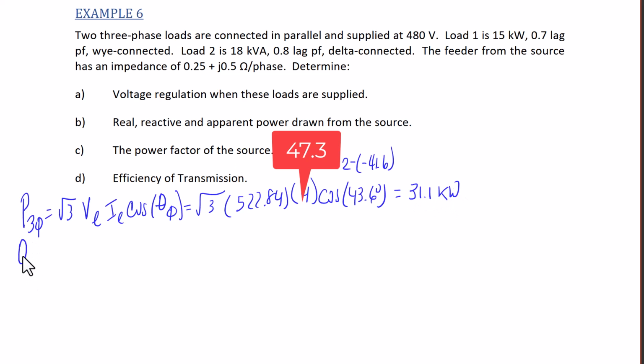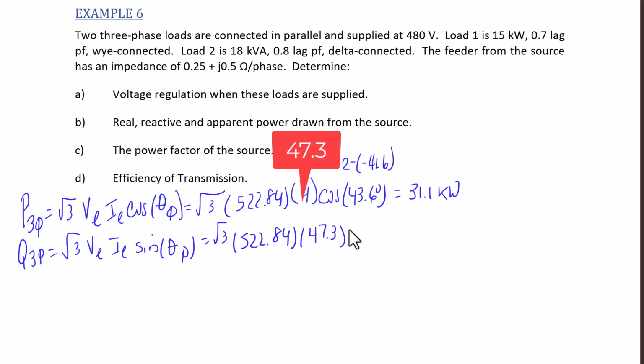The reactive power, Q three-phase, is the square root of 3 V_L I_L sine of theta. So that's going to be the square root of 3 times 522.84 times 47.3 times the sine of 43.6 degrees. So the reactive power is 29.5 kVAR.